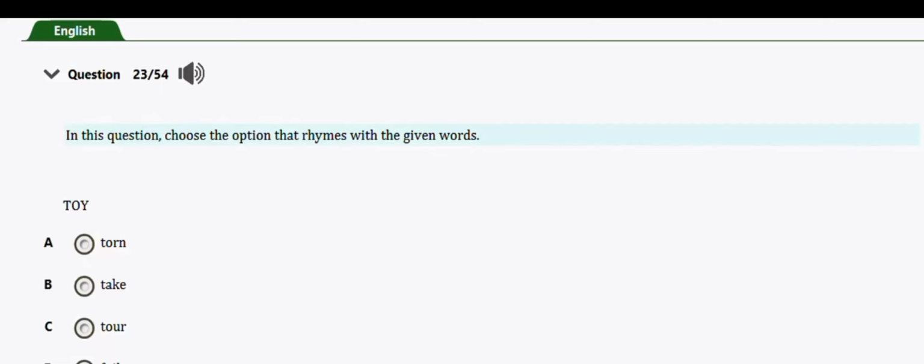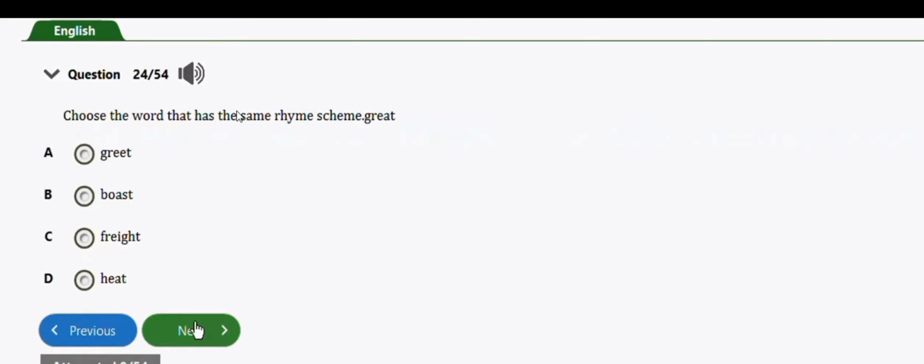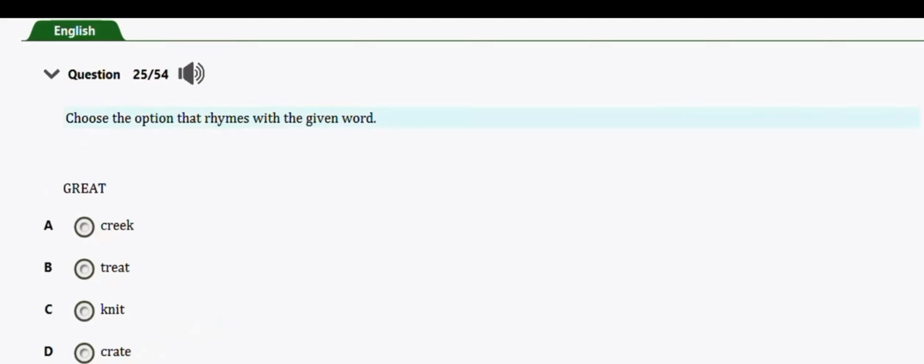Okay, next question. It says the one that has the same rhyme with great. We have great, we have boast, we have fret. This is great, right? We have fret, heat. The right answer is option C, which is fret. Okay, next question is this one. It says the one that has the same rhyme with great. So we have quick, tweet, neat, great. The right answer is option D, great.